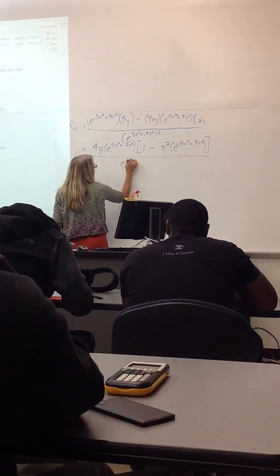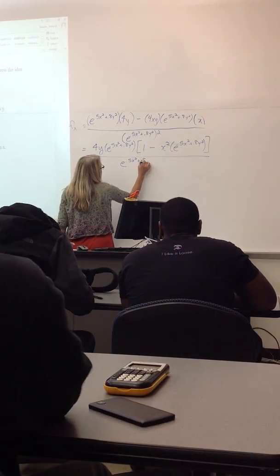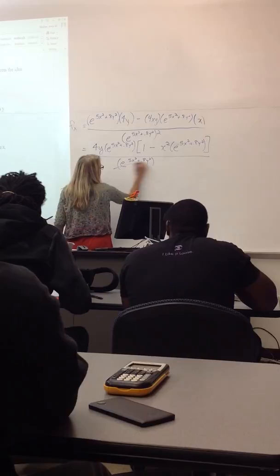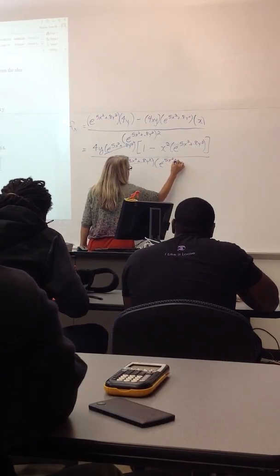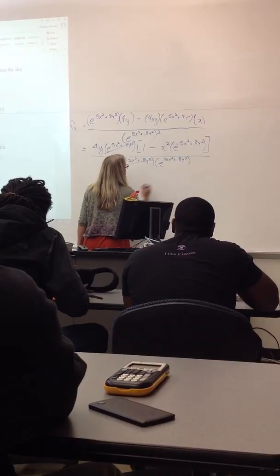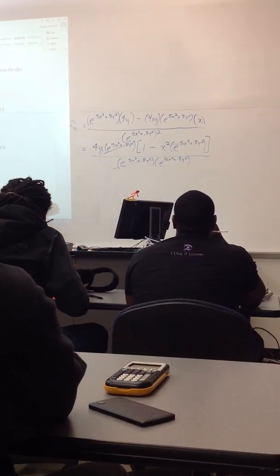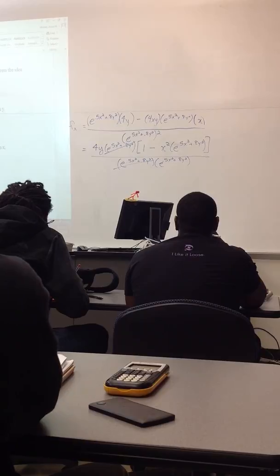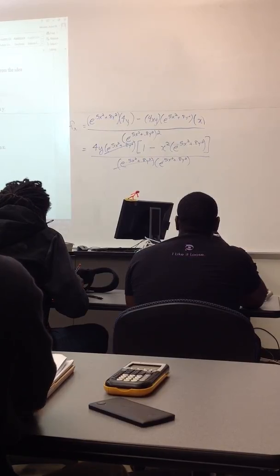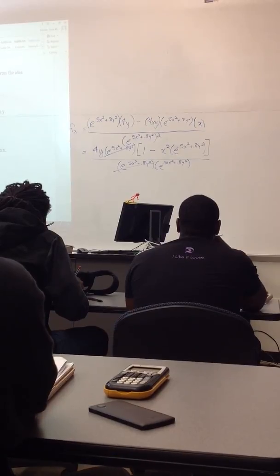Okay, so that, what are you supposed to? Yeah, the x squared times e to the 0.5x squared plus 0.8y squared. That shouldn't be there, right? Yeah, it should just be an x squared.